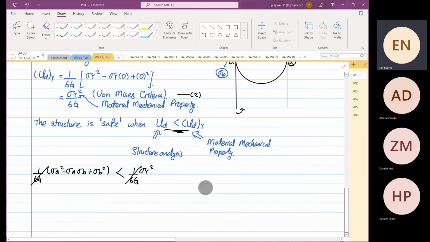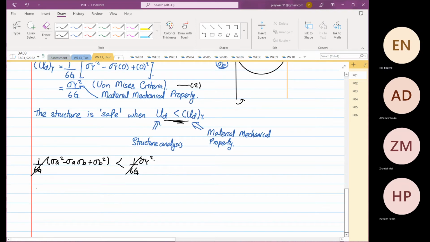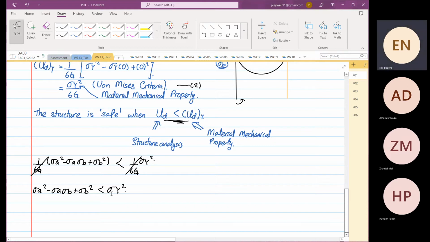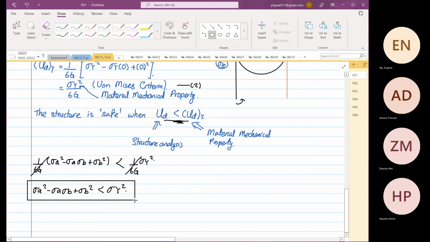And then we have a relationship where sigma A squared minus sigma A sigma B plus sigma B squared must be less than sigma U squared. Okay, so I want you to look at this relationship now.